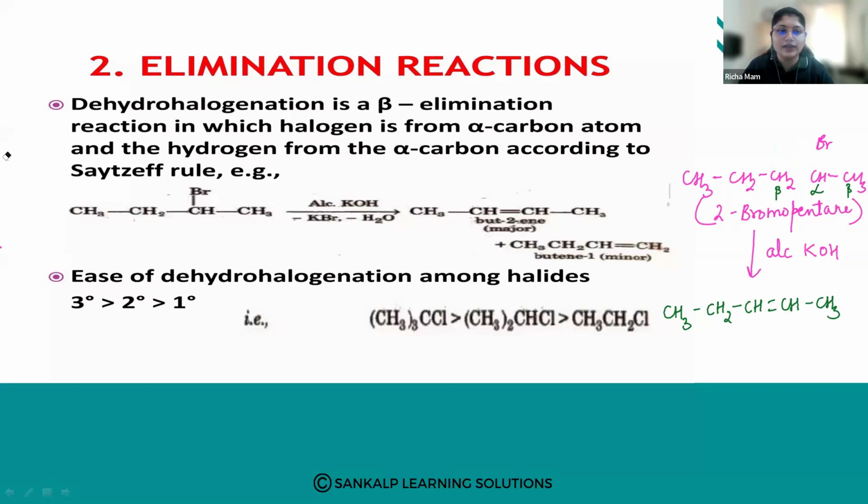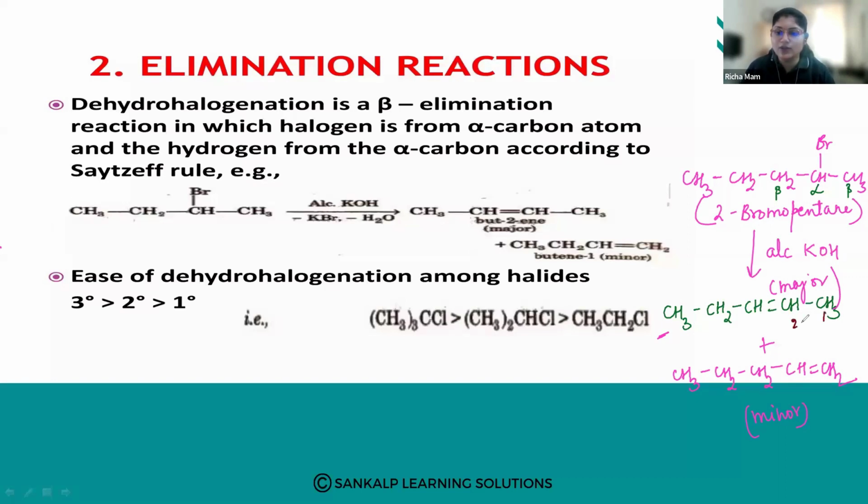Let me write it more clearly. Then one more product is possible here also: CH3, CH2, CH2, CH double bond CH2. This is the minor product, and the other is the major product. So this is your Saytzeff's rule. Now what is the name of the first product obtained? Yes, students, what is the name? Can you name it? You have to see that the double bond gets the lowest number.